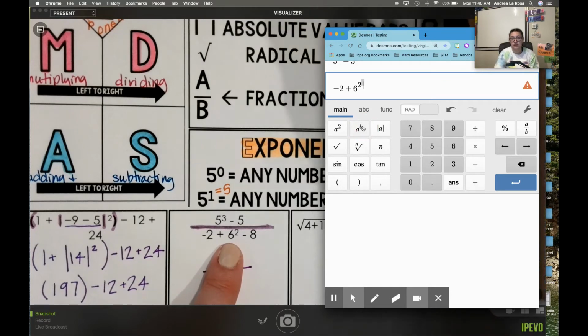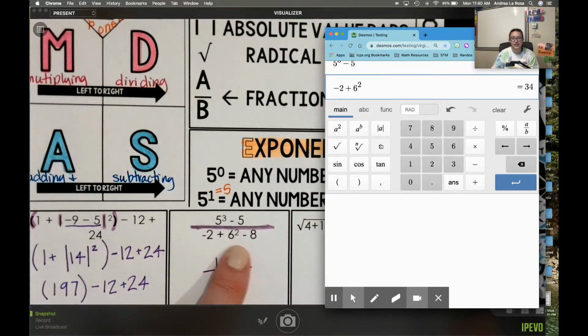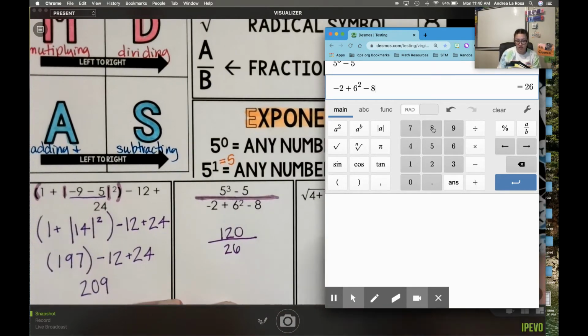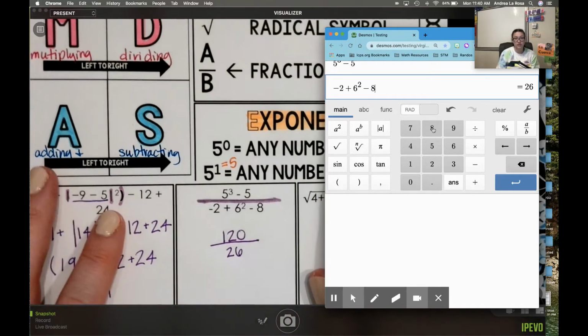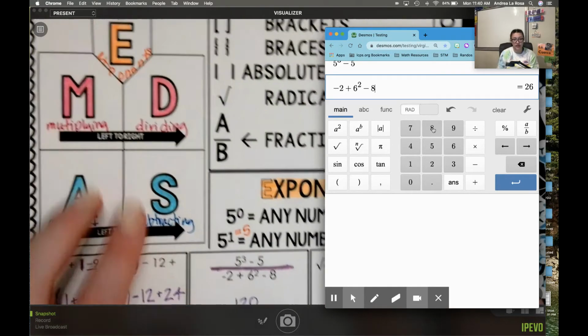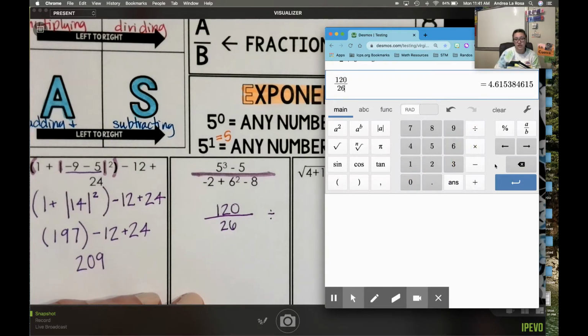I'm just getting bigger and deeper into that rabbit hole. There we go. 6 squared minus 8. And I get 26. So now I have this fraction bar, but I've done all the math up top. I've done all the math on the bottom. So now, no exponents. I go into multiplying and dividing. Remember, top and bottom, that means that we're dividing. So now I want to do 120 divided by 26.